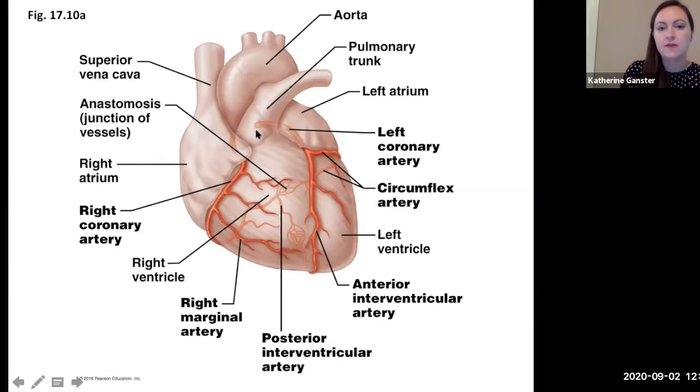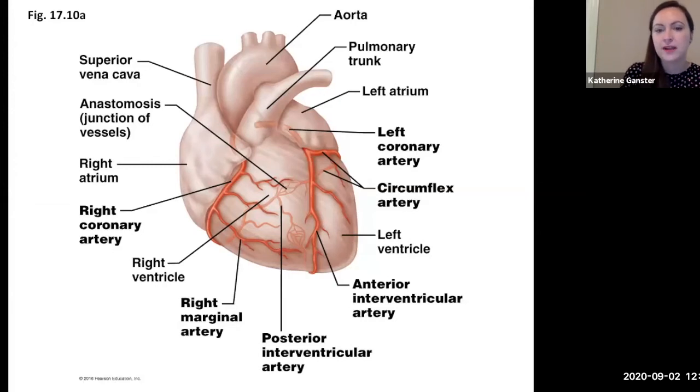So coming off of the ascending aorta, you have the right coronary artery. This is on the right side of the heart, and the left coronary artery coming down from the left side of the heart. The left coronary artery, once it peeks through underneath the tissue and you start to see a bit of it, it doesn't exist for very long before it bifurcates, which means it splits.